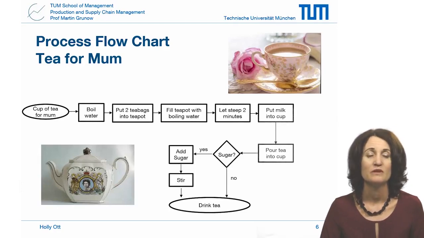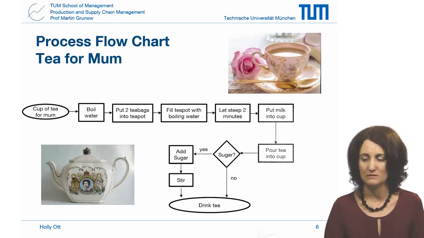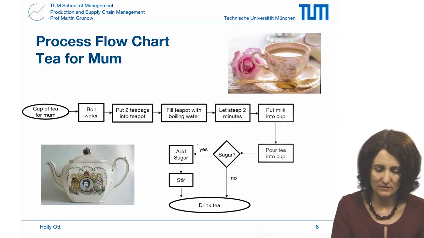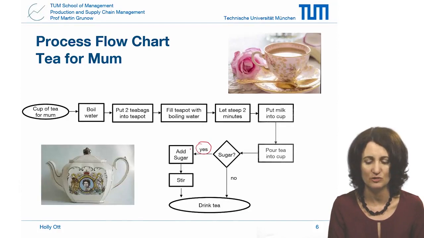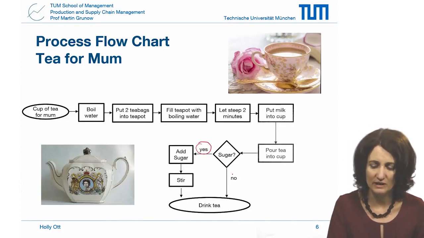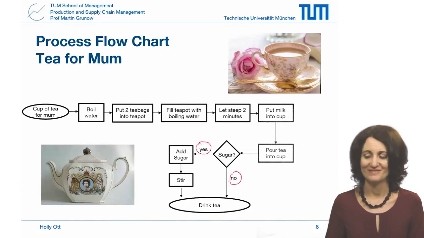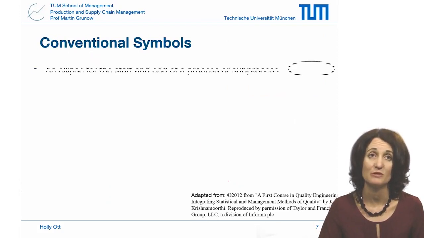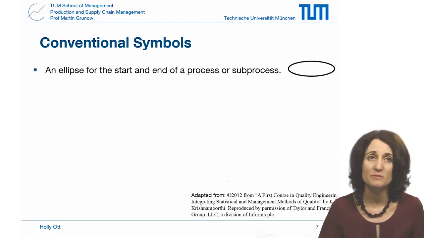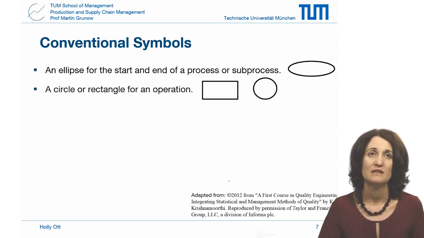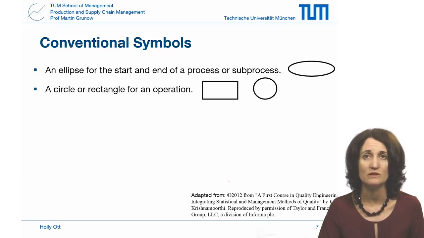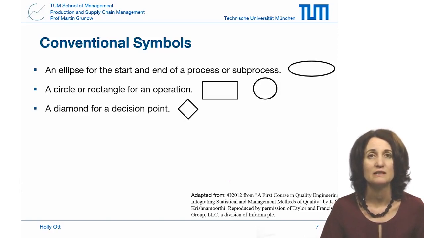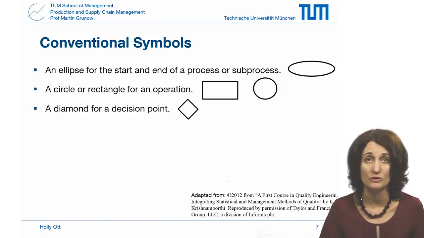If you do, then you follow your flow chart over here, and you say yes, you add some sugar, you stir and drink your tea. If not, you can go ahead and drink your tea. It's a pretty easy flow chart, and what we're using there are some conventional symbols. So you may see this differently, but typically, you see an ellipse for the start and the end of the process. Then you use either rectangles or circles for different process steps, and a diamond will indicate a decision point, so sugar or no sugar.